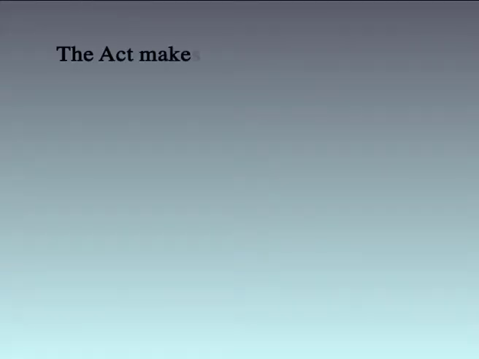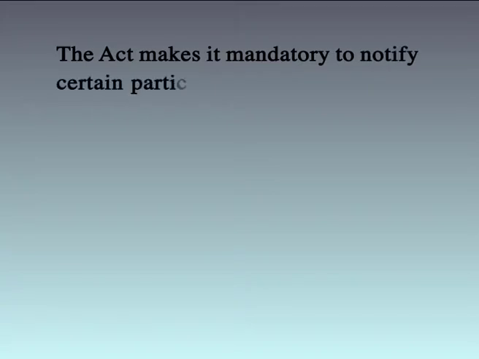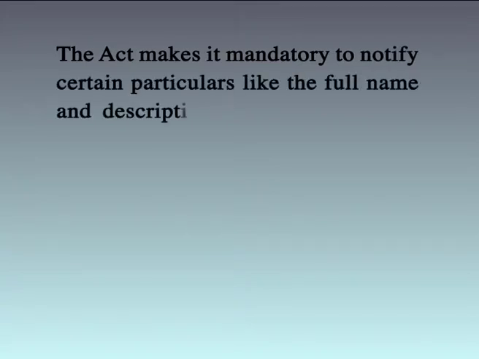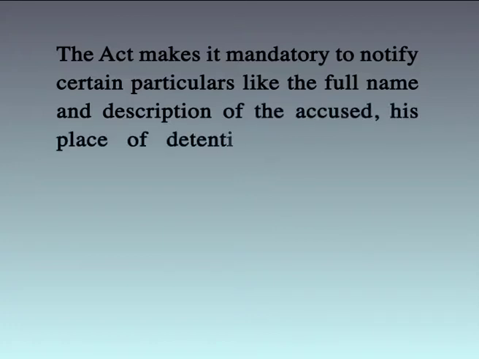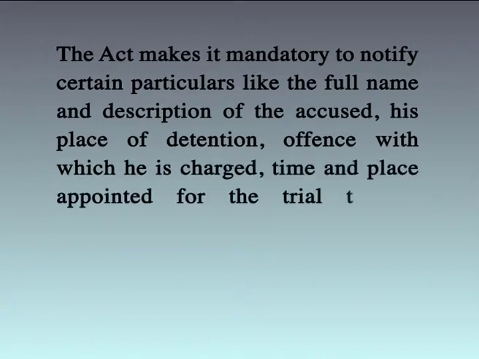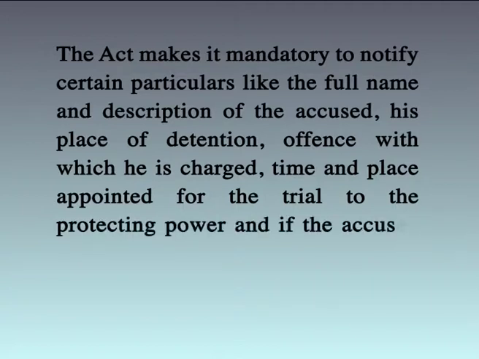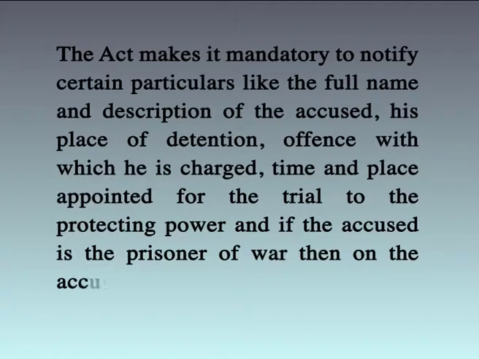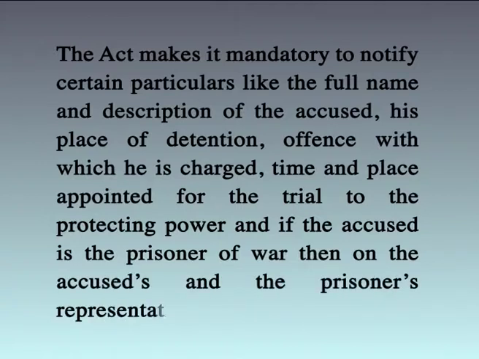Chapter 3 provides for legal proceedings in respect of protected persons. What is contained under the foregoing provisions of the Act is the manner in which the trial has to be proceeded with for an offense for which the court has jurisdiction and power. The Act makes it mandatory to notify certain particulars like the full name and description of the accused, his place of detention, the offense with which he is charged, and the time and place appointed for the trial, to the protecting power, and if the accused is a prisoner of war, then to the accused and the prisoners' representative.